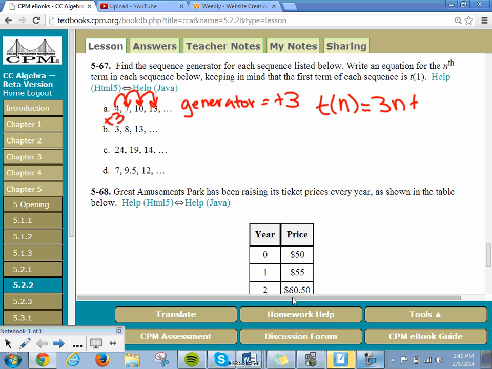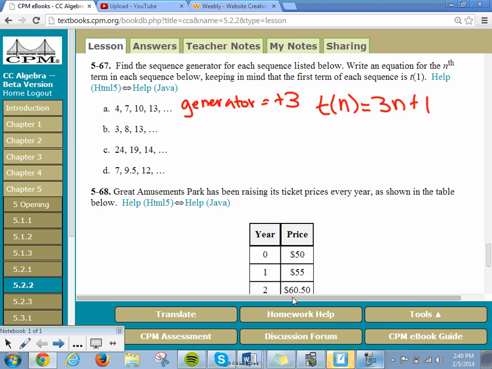and then we're going to need to figure out what our 0 term would be. To do that, I knew that I needed to add 3 both times, so to go backwards, I'm going to subtract 3, which will give me 1. So our answer for A is 3n plus 1.